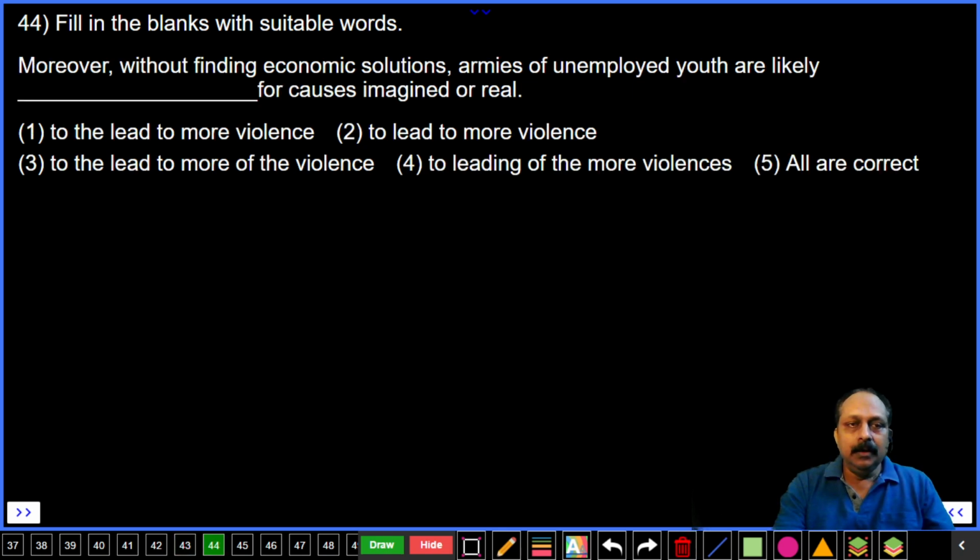Again, grammar knowledge. Moreover, without finding economic solutions, armies of unemployed youth are likely to lead to more violence. "To the lead" is not grammatically correct. "To leading" is not grammatically correct. Moreover, without finding economic solutions, armies of unemployed youth are likely to lead to more violence for causes imagined or real. "To lead to more violence" is grammatically correct. All these questions are based on grammar knowledge.